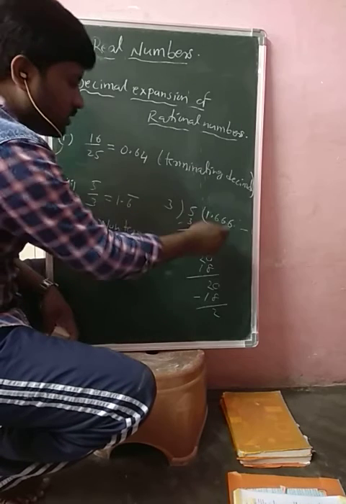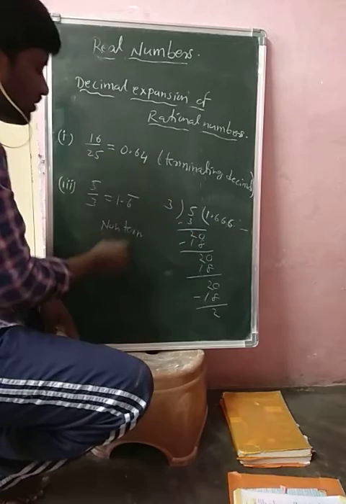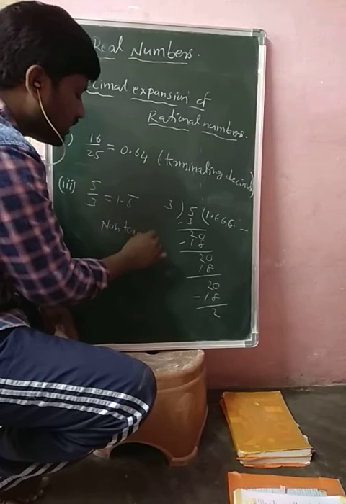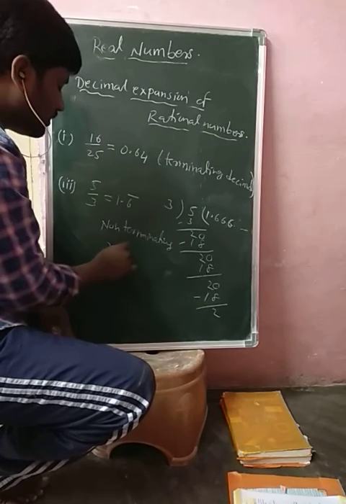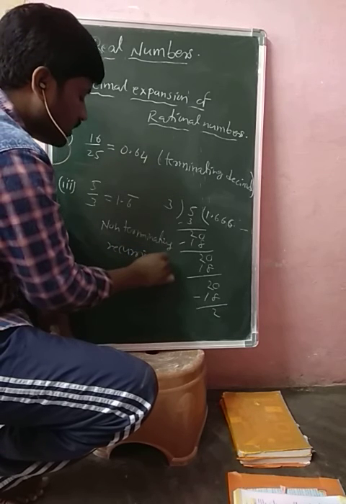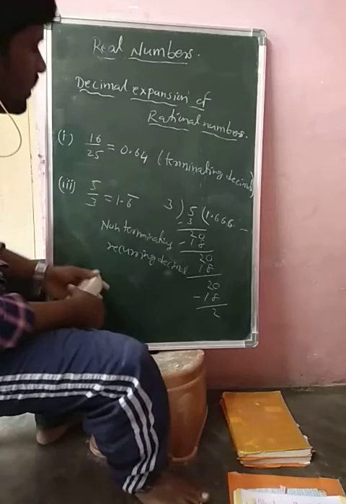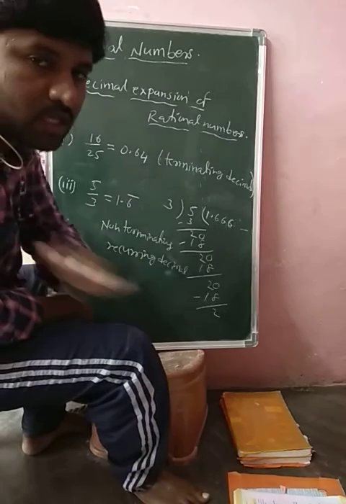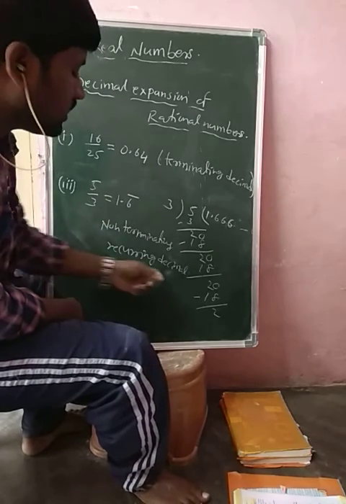It has not terminated here, it keeps continuing like this, that is, 6 keeps repeating. So that's why non-terminating recurring decimal, okay. So its decimal expansion non-terminates. So we can say that non-terminating recurring decimals.